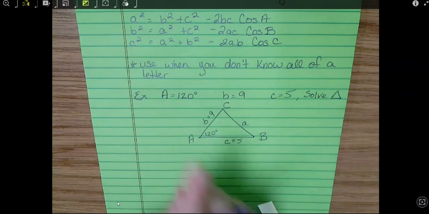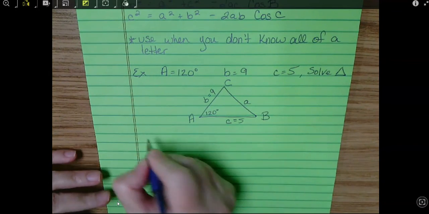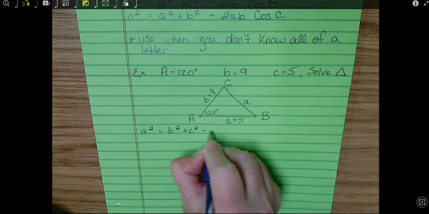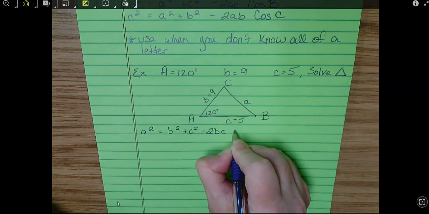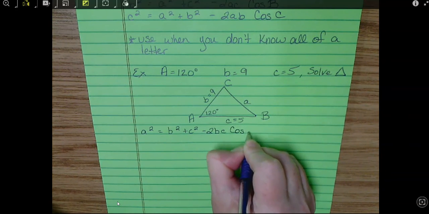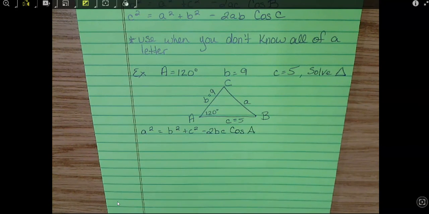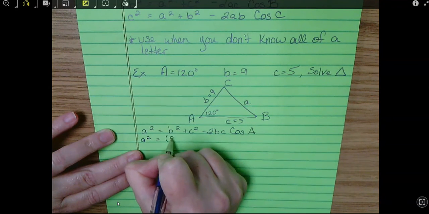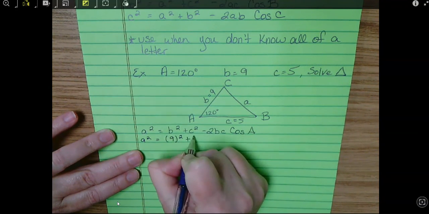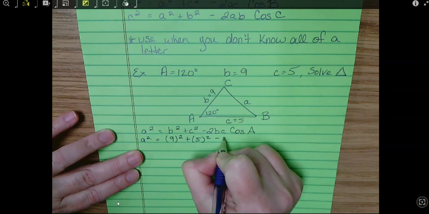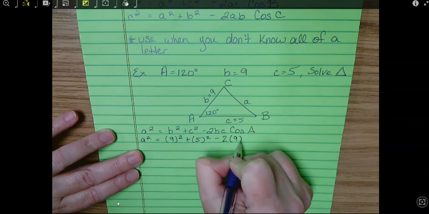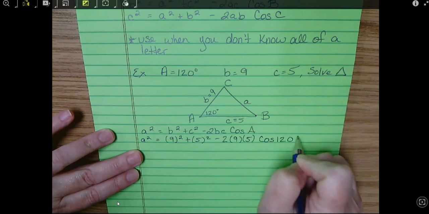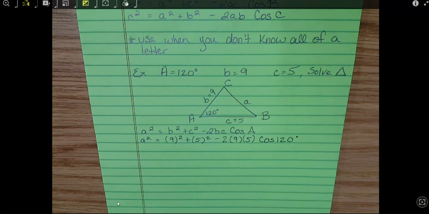So that would be the first one. Okay, so we're going to use a squared equals b squared plus c squared minus 2bc cosine A. So a squared equals 9 squared plus 5 squared minus 2 times 9 times 5 cosine of 120 degrees.